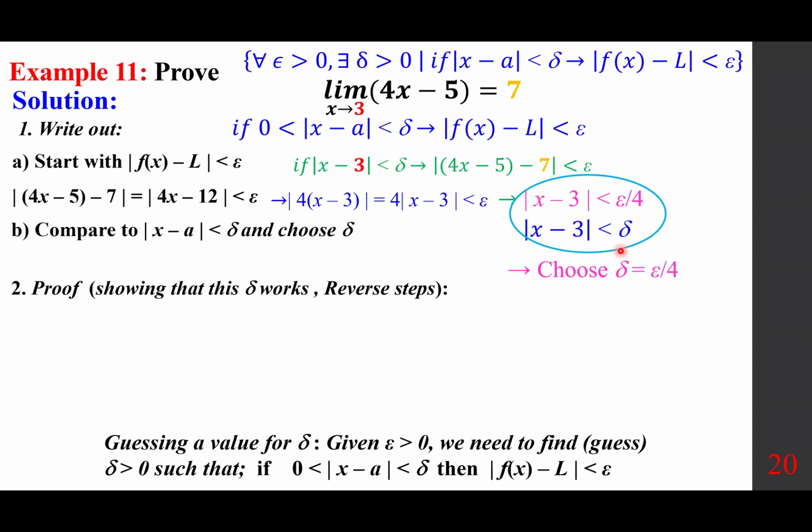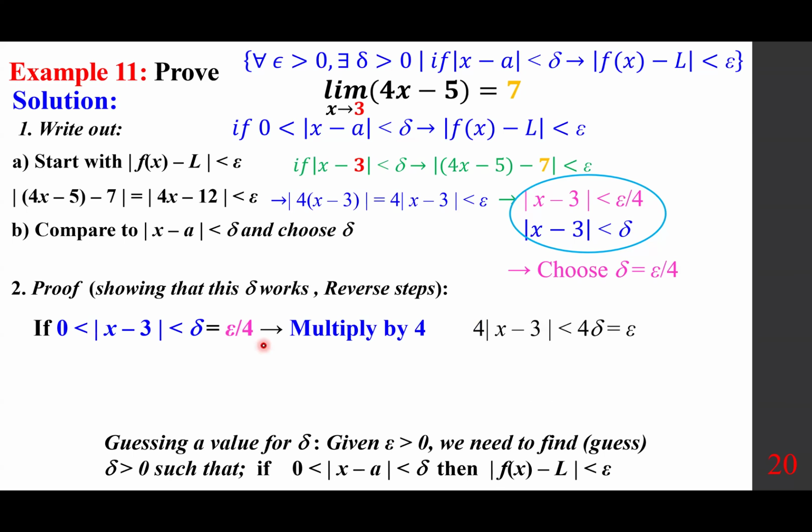So basically you reverse the steps. You start with this, and of course delta is epsilon over 4, or 1/4 of epsilon. So you start from this and you work your way back. Since this is epsilon over 4, let's multiply both sides by 4.